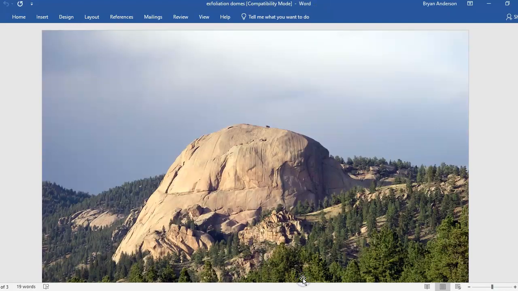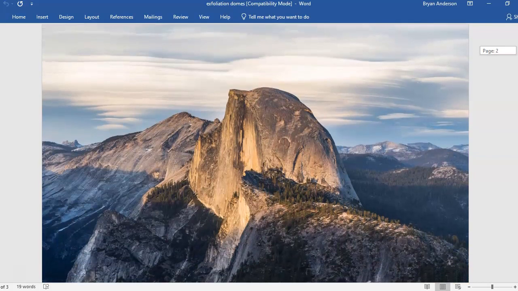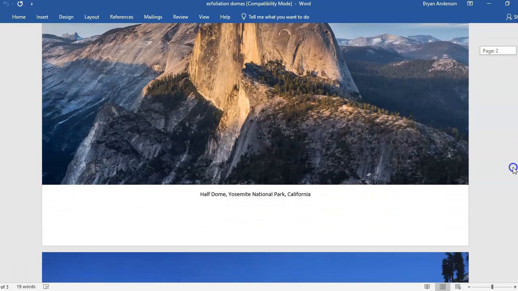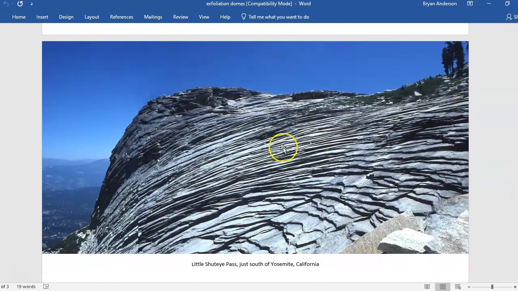Well, the last one is responsible for creating structures like this. This is a dome in Colorado. There are other domes like this one that you're familiar with. This is Half Dome in Yosemite National Park. This is another dome in California. It doesn't have to just be California, but this one really shows best what's going on.